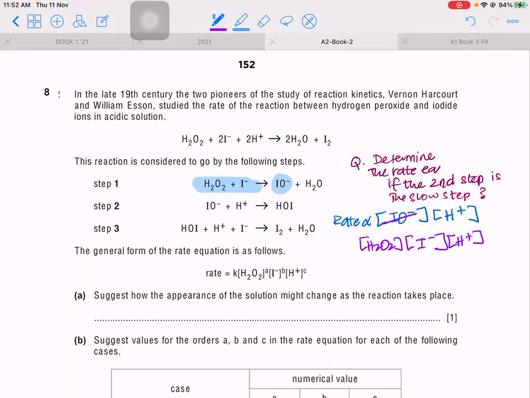This is not what they've asked in this question though, but I've just put a similar type of question for you. Is this clear? Do you all understand this? Any questions?